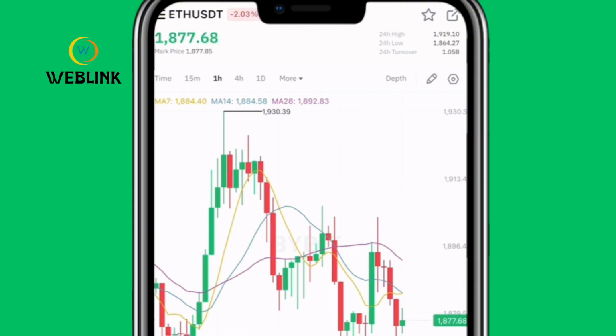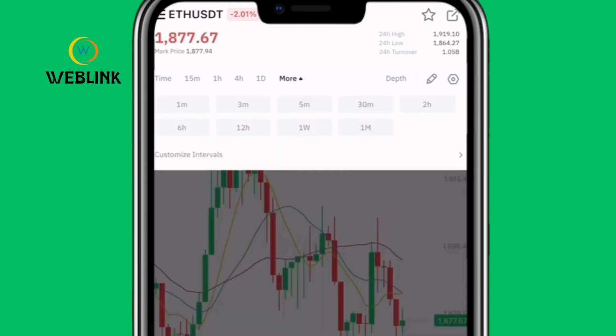Now, you can see where you have time, 15M, 1H, 4H, 1 day, and more. That's where you can pick your time frame. So if you tap on more, you'll be seeing more time frames that you can pick right here.